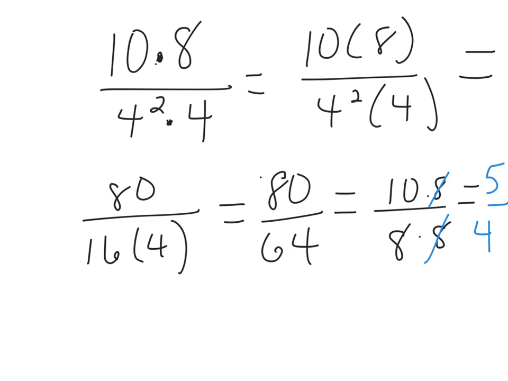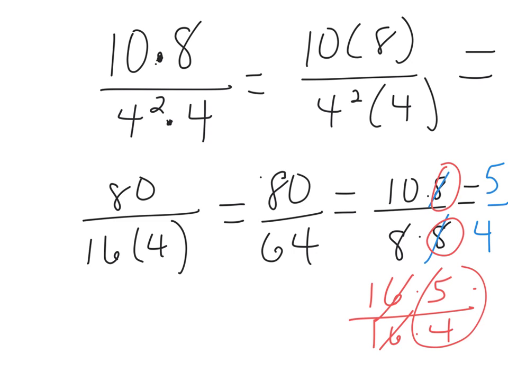The 8 can be divided into both of them. That leaves me with 5 over 4. I could have done it with 16 times 5 and 16 times 4, and we get to the same number. Okay?